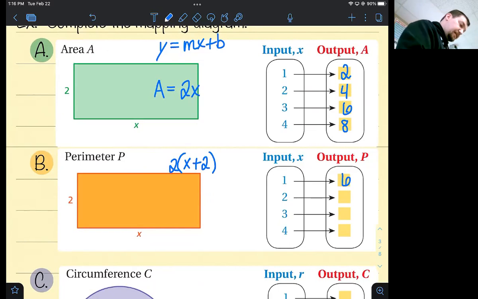So what is my output going to be if I plug in 2? Lucy? 8. What's my output going to be if I plug in 3? Dawson? 10. And the last one's just going to be a 12. It's following that same pattern. As before, every time the input increases by 1, the output is increasing by 2.